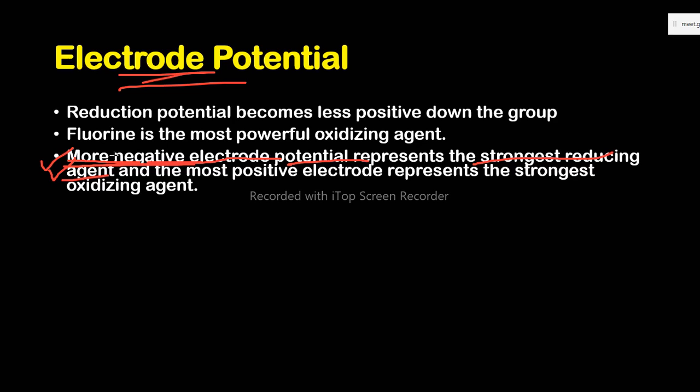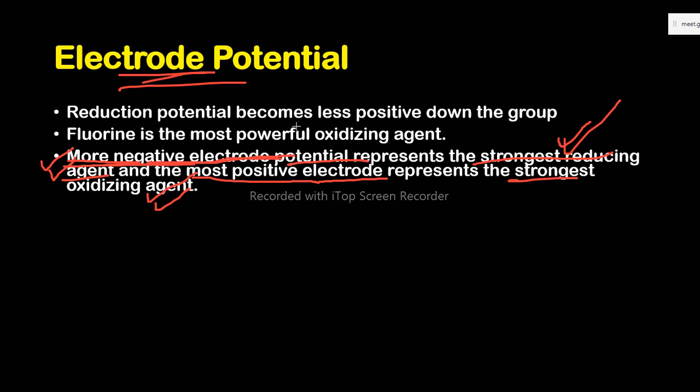If one is positive and another is negative, then that is obvious. You choose the one that is more negative, and the one that is more negative is the one which undergoes oxidation, so it is the reducing agent. But the one that is more positive is the one that gets reduced, so it is the oxidizing agent.